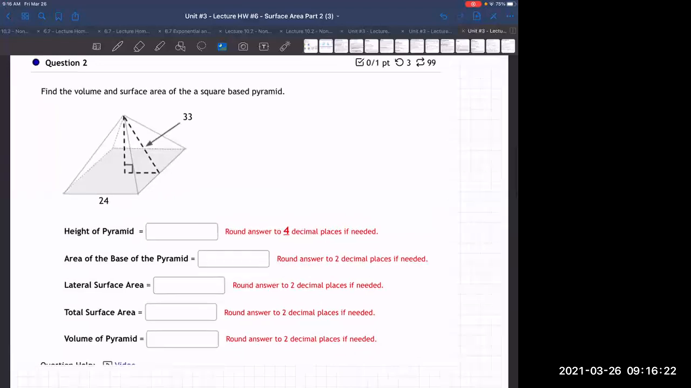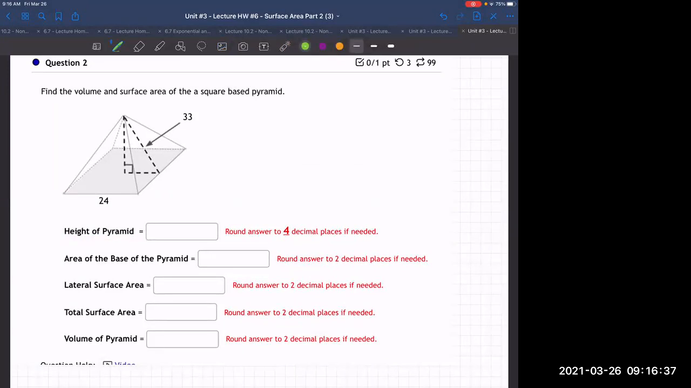Okay, so question number 2, find the volume and surface area of the square-based pyramid. So this is a good question. We're going to mix both volume and surface area here. All right, we start with the height of the pyramid. So how do we find the height?